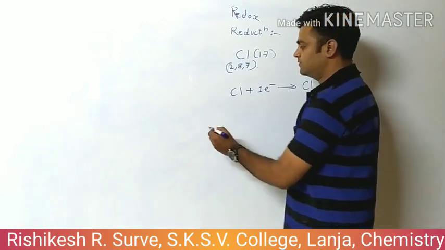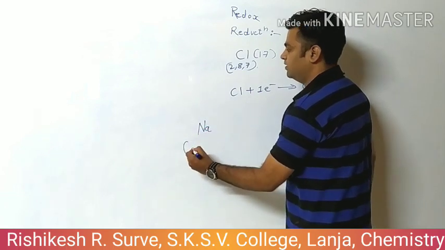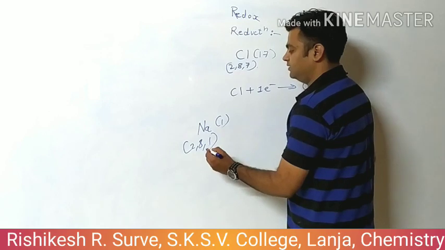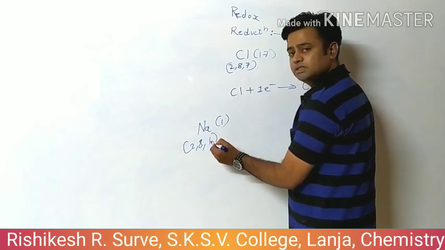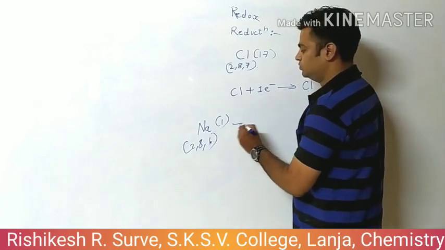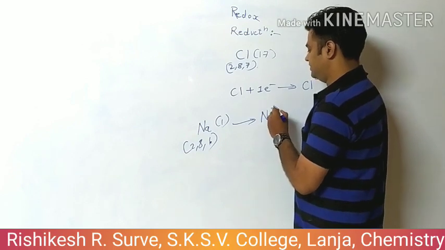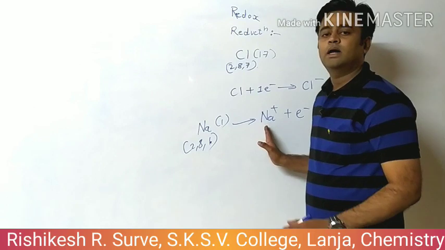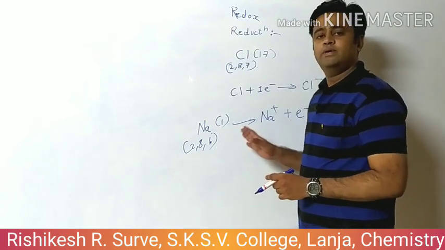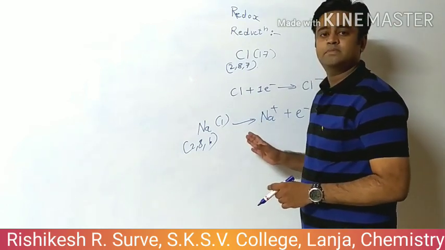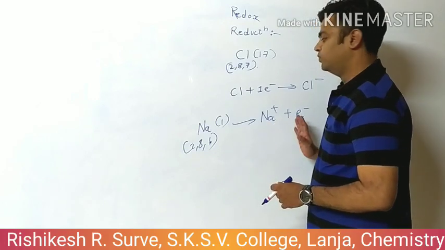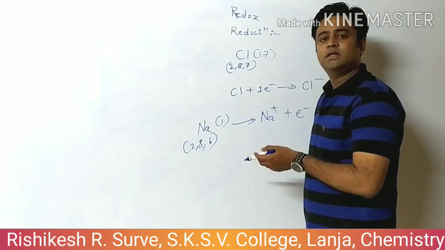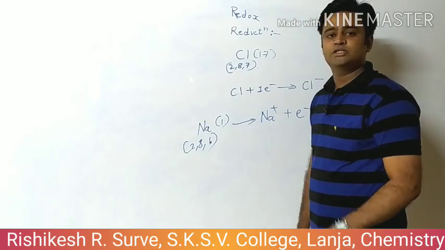At the same time, if you see sodium, atomic number 11, configuration 2,8,1, it will lose this one electron so that it gets Na plus, to attain the electronic configuration of the nearest inert gas element, that is neon. That's why it loses one electron to get stabilized, and hence loss of electron has occurred. This is called the oxidation process.